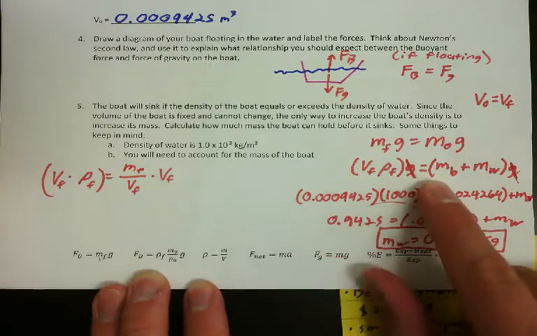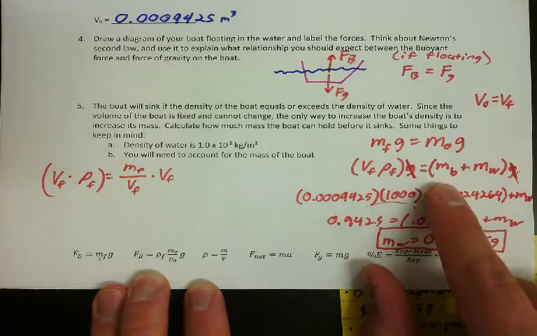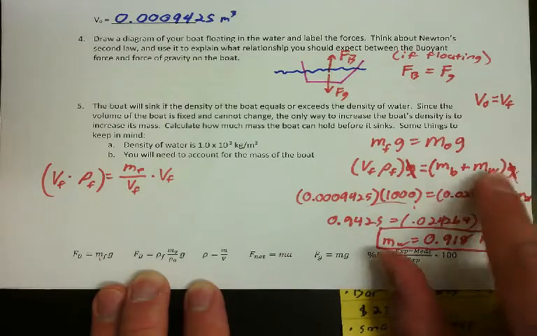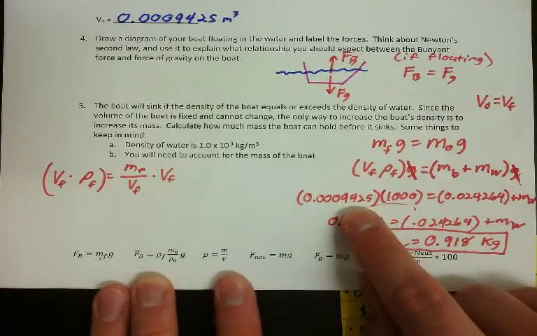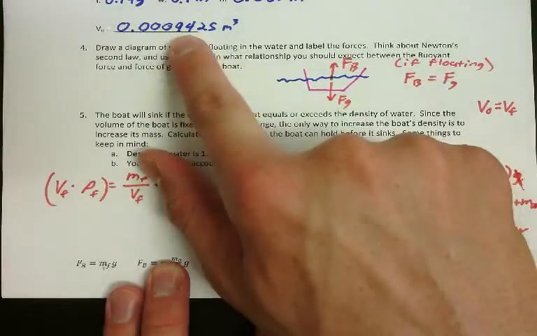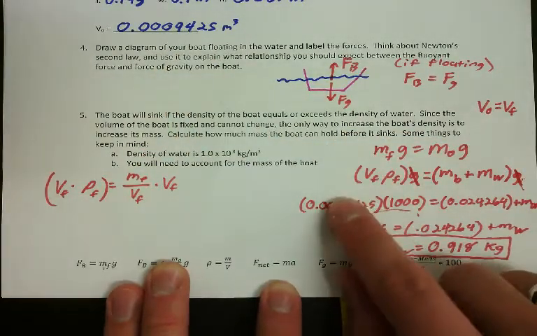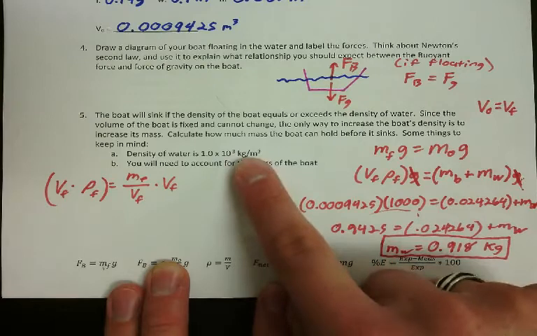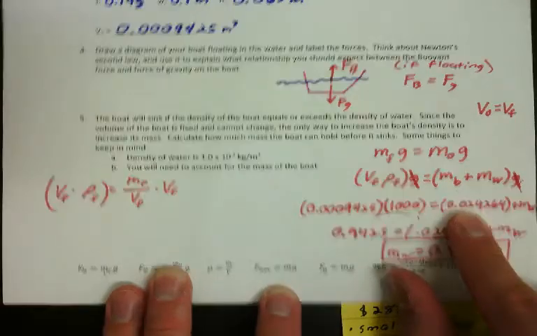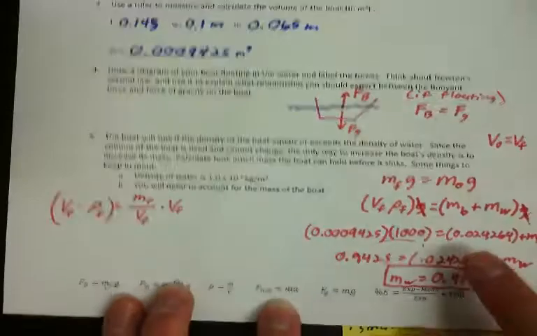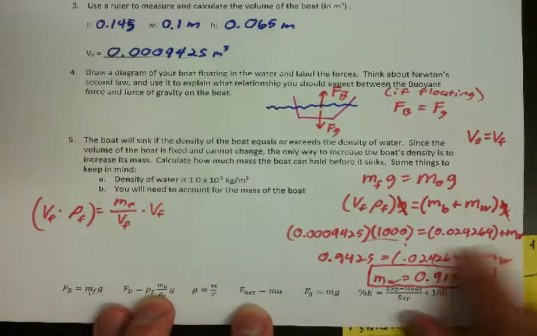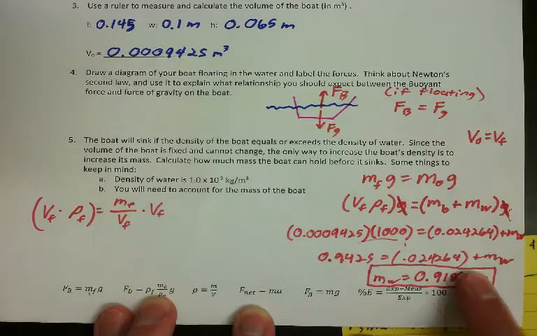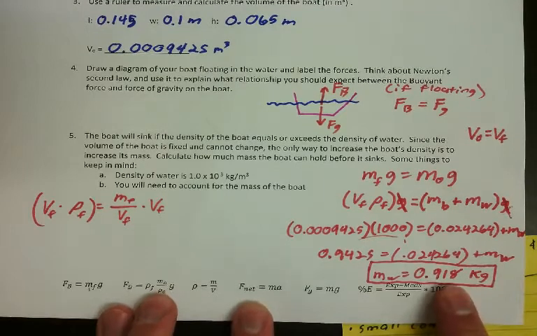Times G equals, and then I substituted for the mass of the object, the boat's mass plus the weight's mass, times G. I canceled the G's because they're on both sides, and then I plugged the numbers in. Here is my volume that I found up here for the boat, which is the same as the water. The fluid and the boat's volume are the same. Here's the density of water, which I gave you here. Here is the mass of the boat, which I measured up here, plus the mass of the weight. So I multiplied those two together to get this, subtracted that to the other side, and that gives me this. So this is how much weight I calculated that my boat could hold.